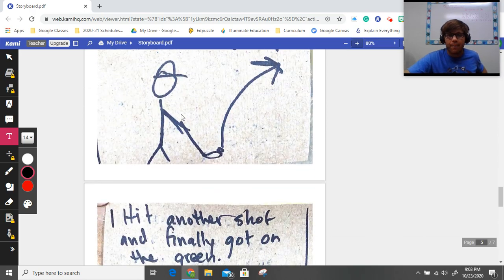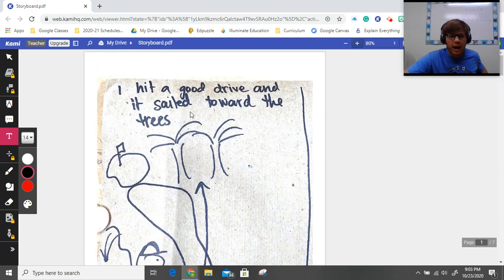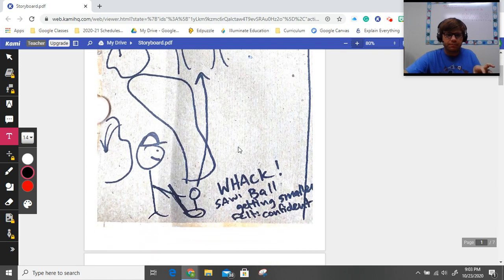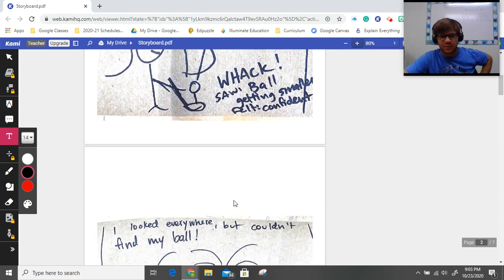So there is mine, and I'll just read it to you quickly. I hit a good drive and it sailed toward the trees. Remember, I'm talking about my golf outing, right? And so there's my thing. Here's my sounds. Here are my senses. Whack. That was what I heard. Saw the ball getting smaller as it went further. Confident was what I felt.